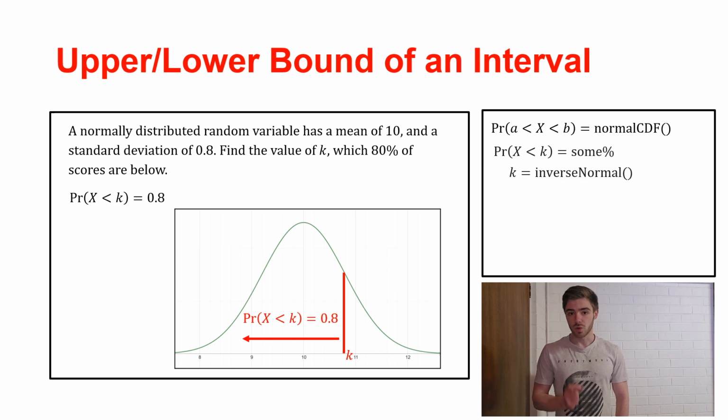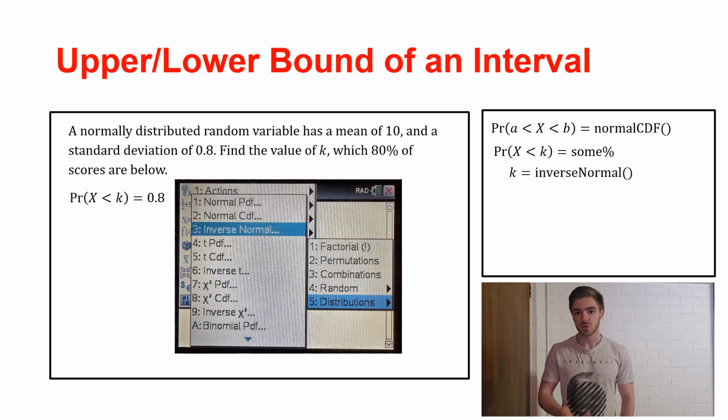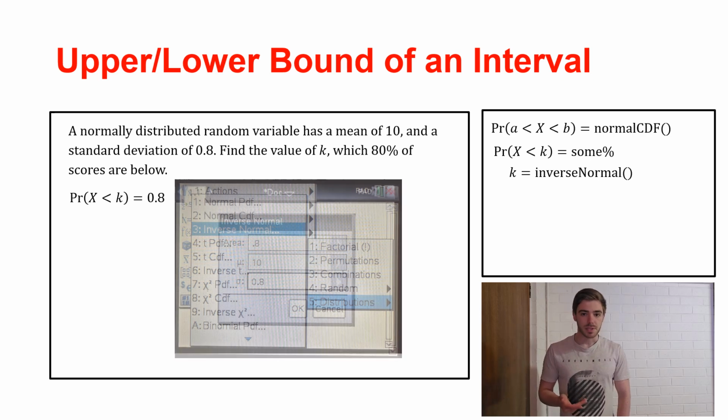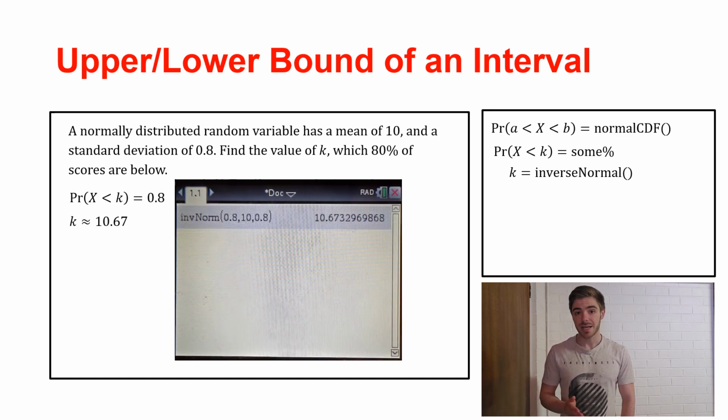This is where the inverse normal function comes into play, which on the TI Nspire is located under probability, distributions, inverse normal. All you're going to do is plug in the probability, in this case 0.8, as well as the mean and standard deviation. This is going to give you the k value that we're after.